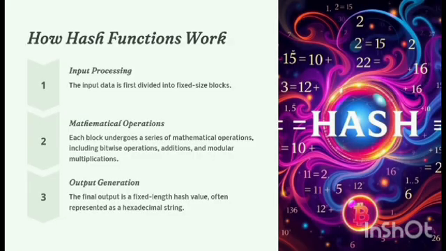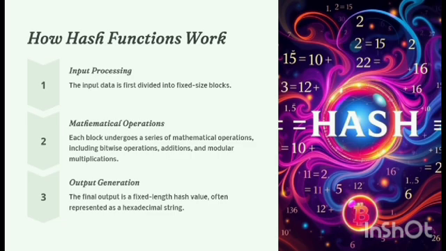The working of a hash function has three main stages. First is input processing: your input is first divided into fixed-size blocks. The second is mathematical operations: it performs mathematical actions on your input, and then it provides the correct output. Your output is a fixed-length hash value, often represented as a hexadecimal string.